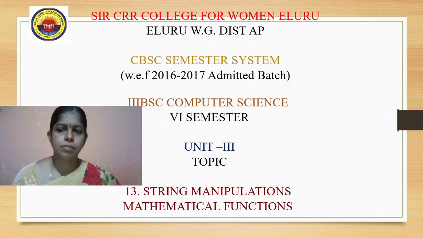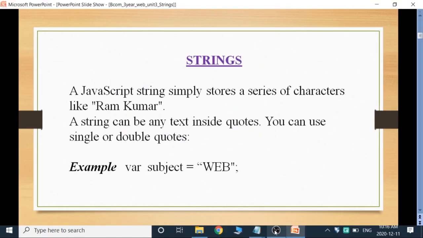String manipulations. What is a string? A string simply stores a series of characters. For example, like Ramkumar, the text that is placed inside quotes is considered as string. You can use single quotes or double quotes. Here, for that, I have taken an example. Subject equals to verb.